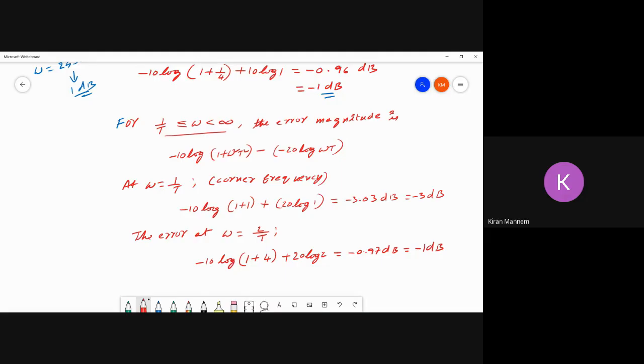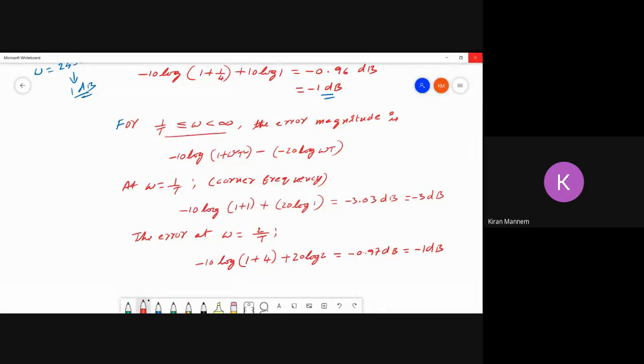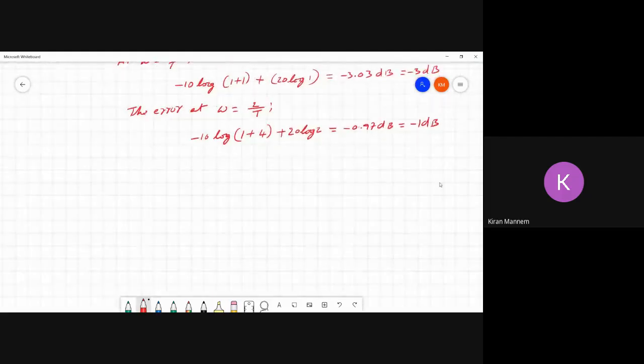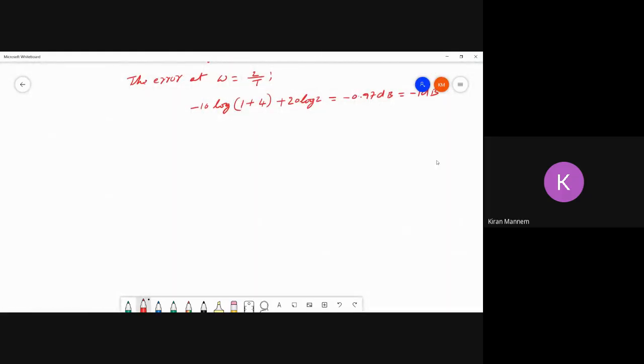Now, where do you make corrections? It is at the corner frequency. Suppose the value is minus 6 dB, you must make it less than that, minus 3 dB. Similarly, at half the frequency or double the frequency, the correction is minus 1 dB. So that's about the basic factor 1 by 1 plus j omega t magnitude plot. So let us look at the phase angle.